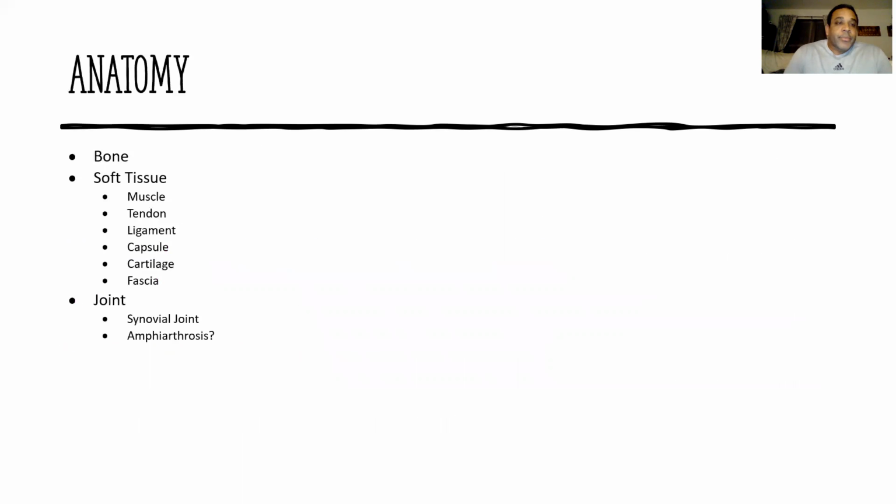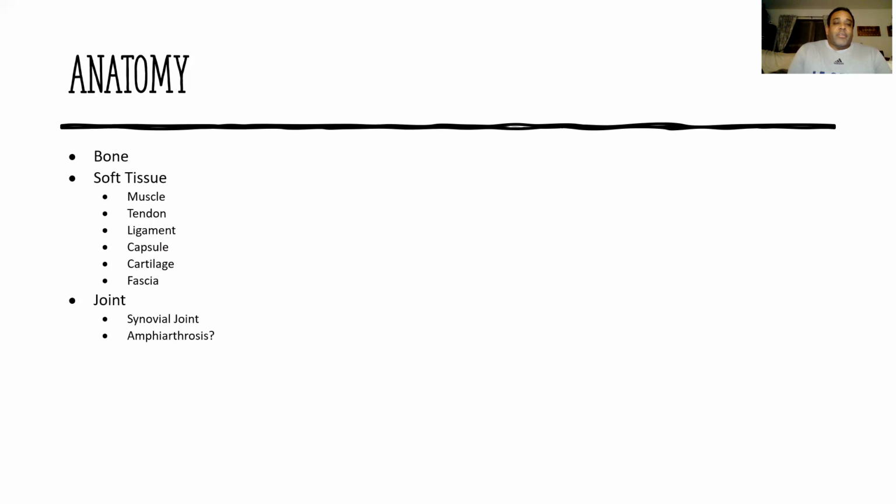Physiology and theory. So the anatomy involved with joint mobilizations or manipulations. Of course, you have the bone, you have the soft tissue, the muscles, the tendons, which connect the muscles to the bones, the ligaments, which connect the bones to the bones and make up the joint, the capsule, which surrounds the joint to help hold it together and keep it in the plane of motion it's supposed to move in. The cartilage, which goes in between the endpoints of the bones, in between the joint lines, to take up some of that force so that the bones aren't rubbing against each other, and then the fascia.